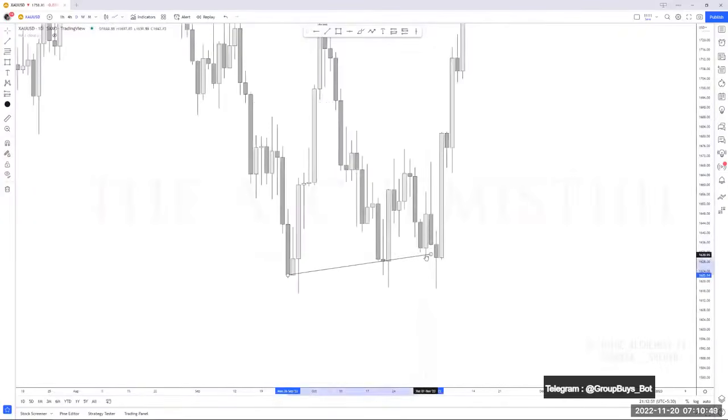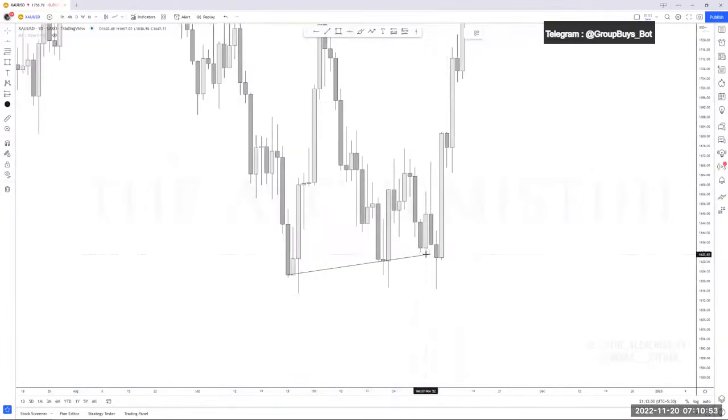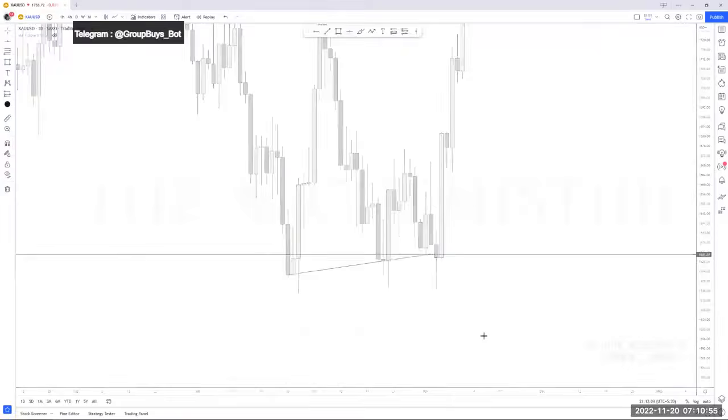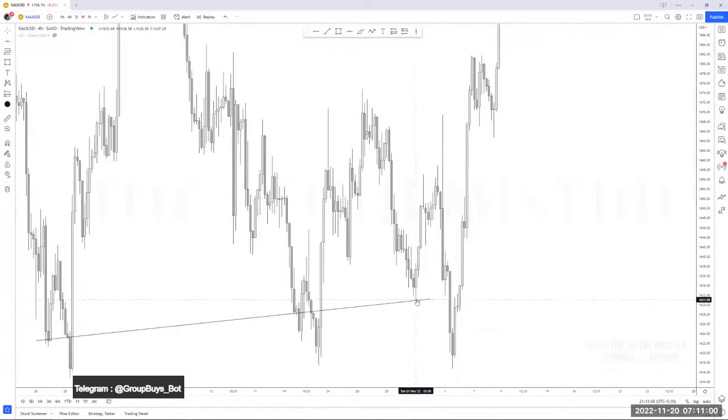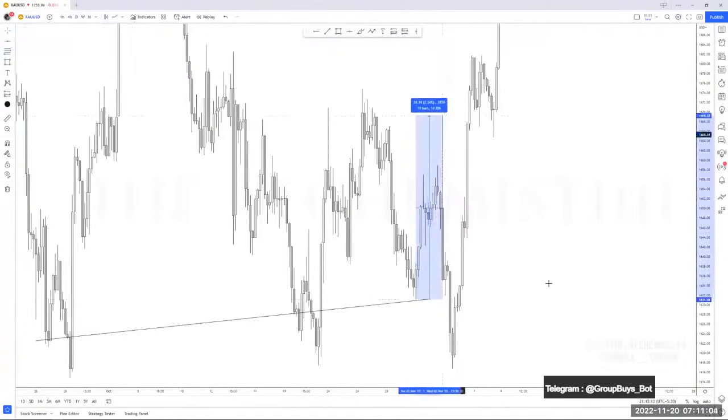See, taps. Like it was a very good reaction actually. If I put the line here and go to a lower time frame, look at that. Taps, and you got a nice, a 300 pip move. Almost a 300 pip move.